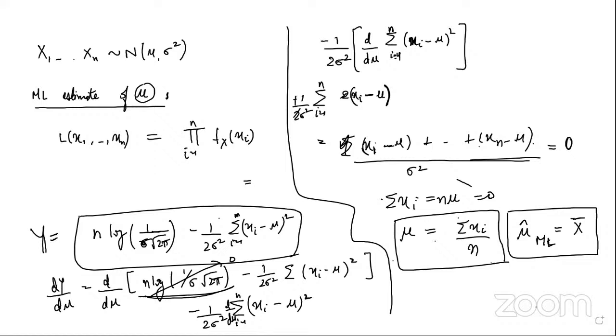Now, similarly, if you have to find the ML estimate of sigma square, what will you do? So you see that till here, the step is going to be same. Consider the log likelihood with respect to sigma. Now, once you have to find the ML estimate of sigma square, you will treat mu as a constant. So, do you want to try that out? ML estimate of sigma square.